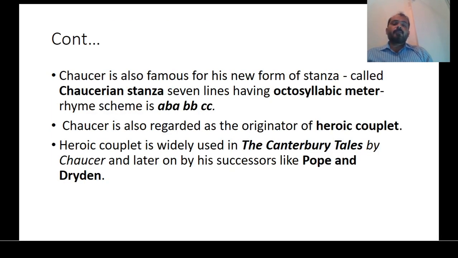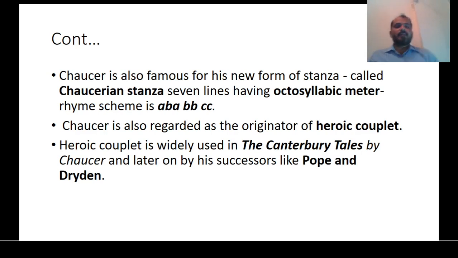Chaucer is also famous for his new form of stanza called the Chaucerian stanza, of 7 lines with a rhyme. The rhyme scheme is A B A B B C C. I repeat, A B A B B C C.